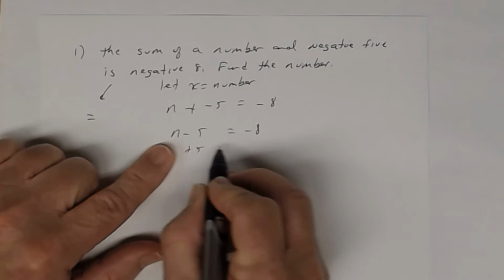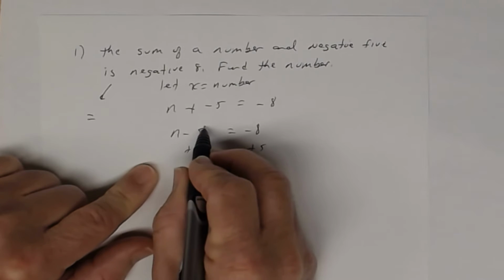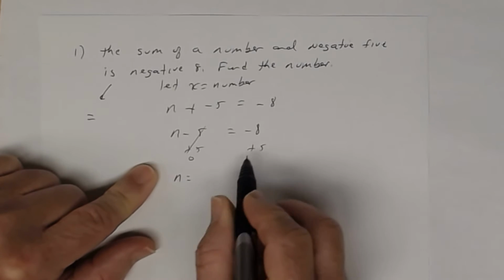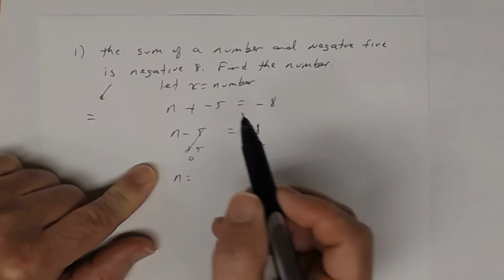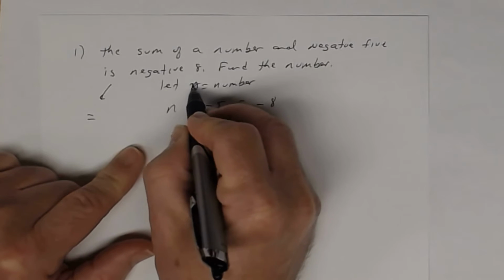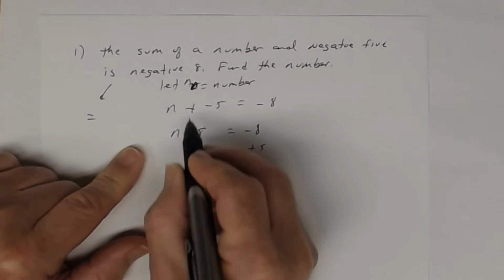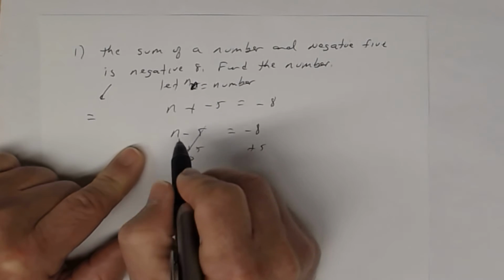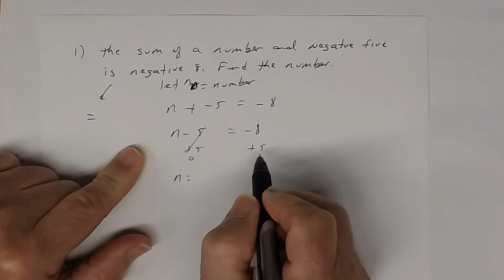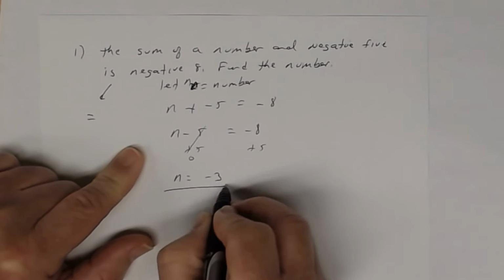So I'm going to add 5 to both sides. And so when I combine like terms, I get n. Let me go ahead and change this to n, since I wrote this as n. So let n be the number, so I get this. A negative 8 plus 5 is a negative 3, and there's your answer.